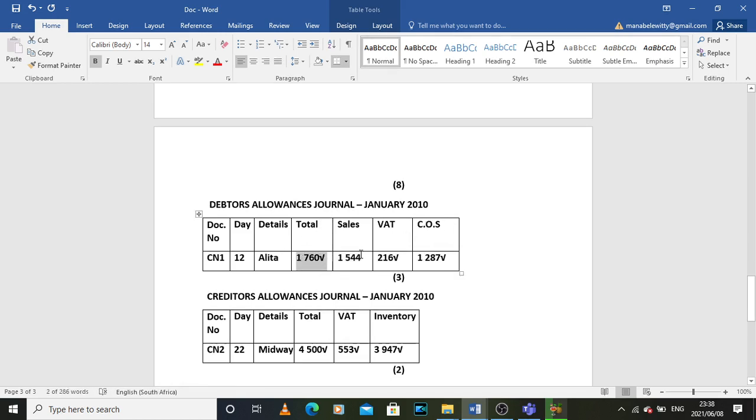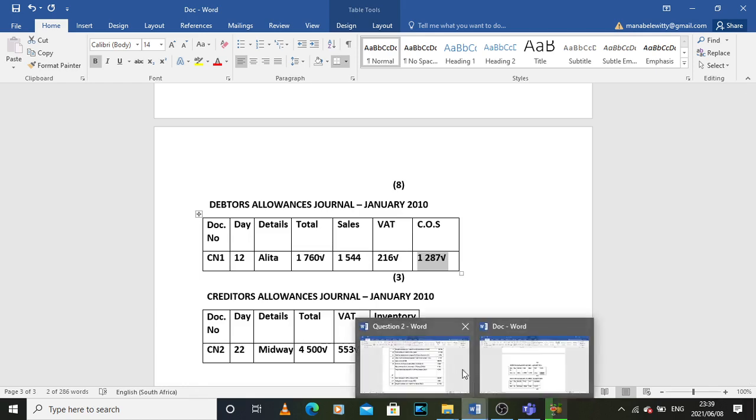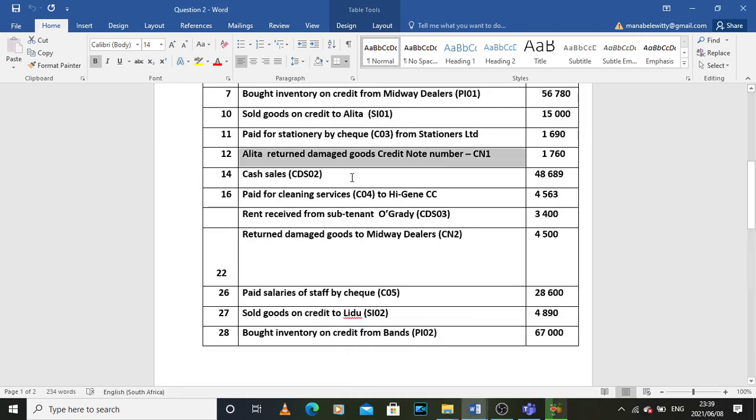Then cost of sales, you calculate from your selling price. 80% of this amount will give you the 1,287 each and every time. Cash sales, we did cash sales. Paid for cleaning materials, going to save as maintenance under details. Don't write cleaning materials, just write maintenance. But then you're going to separate your cleaning materials and your VAT, and the total you put on bank.